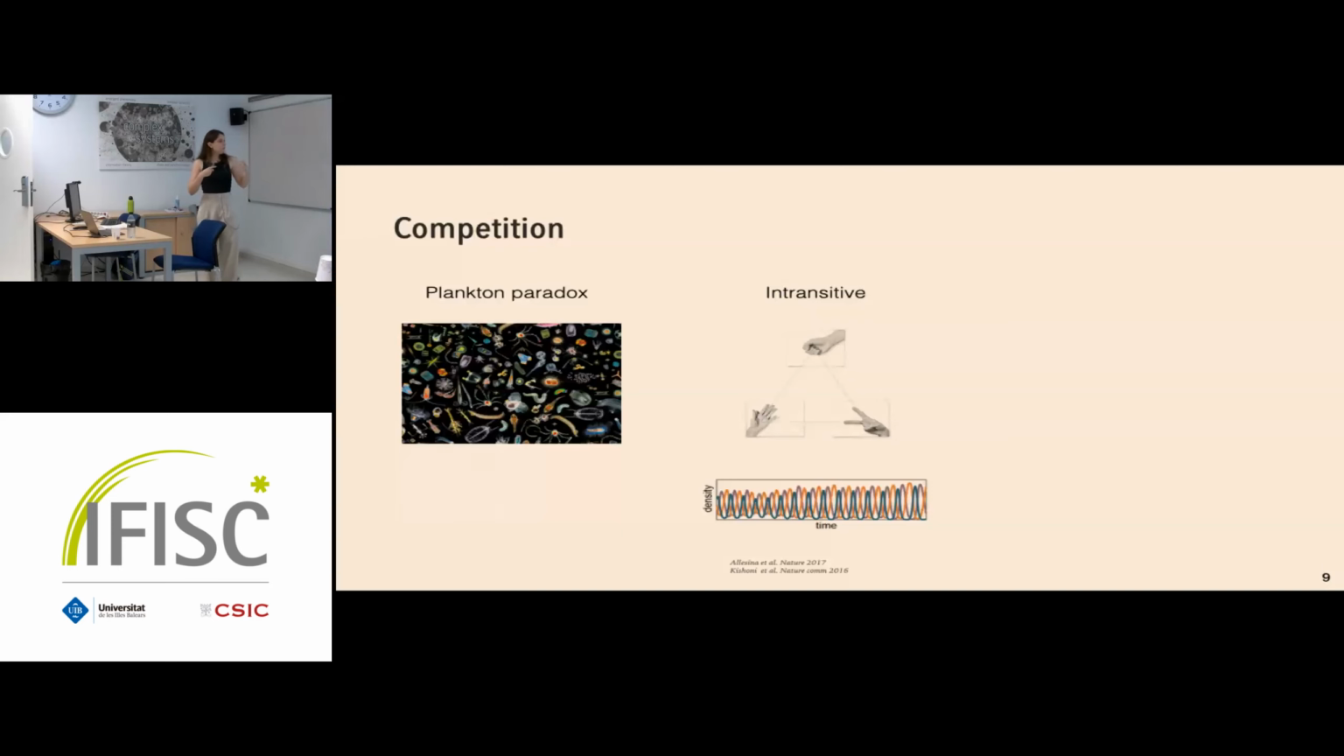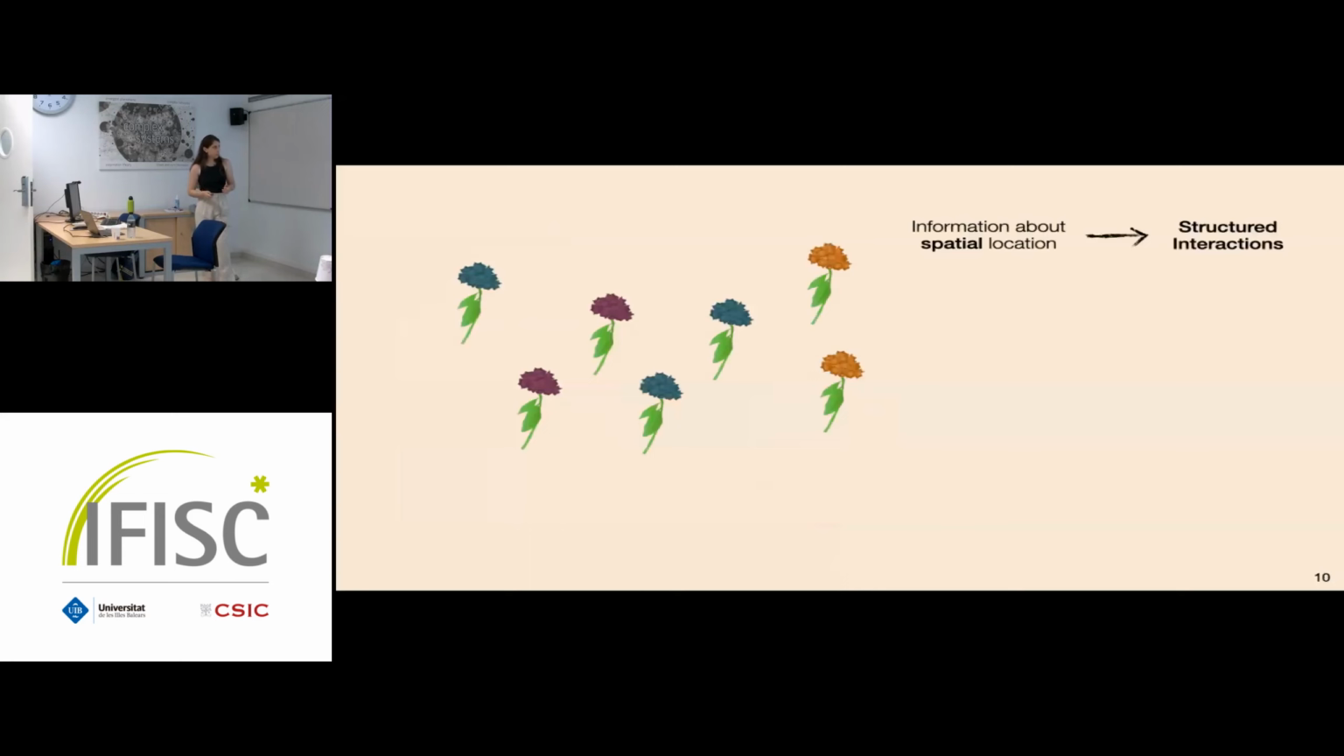So more refined models of intransitivity have been proposed, but they are usually very complex, or very difficult to test in empirical experiments. So we thought that maybe by introducing this space component, we would be able to disentangle a little better what is going on in an intransitive ecosystem.